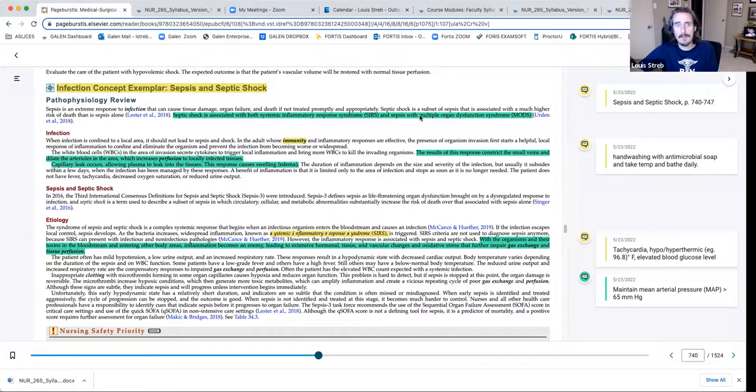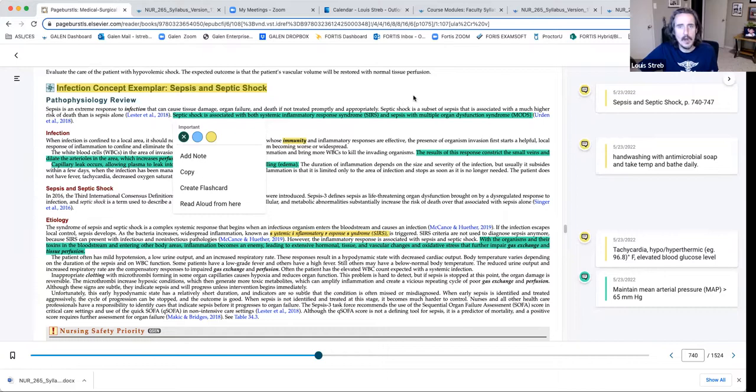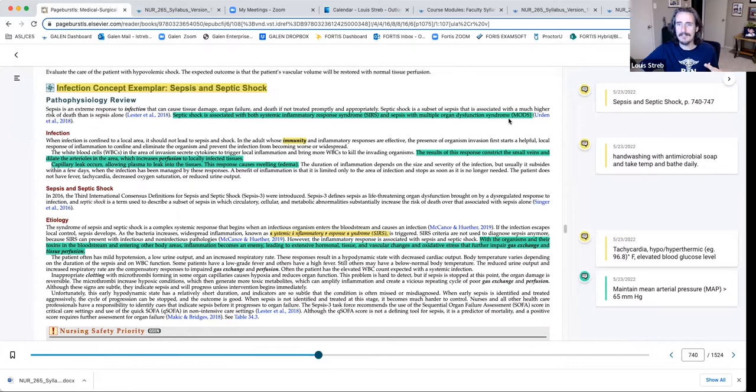So sepsis, we talk about an infection. That's the first thing. There's typically some source of infection, right? But we know when you get septic shock, you're at a much higher risk of death. Septic shock is associated with systemic inflammation, systemic inflammatory response syndrome, SIRS. If you understand that the inflammatory response is the problem, it helps you understand how we get multiple organ dysfunction. Right? So let's get in and think about it.